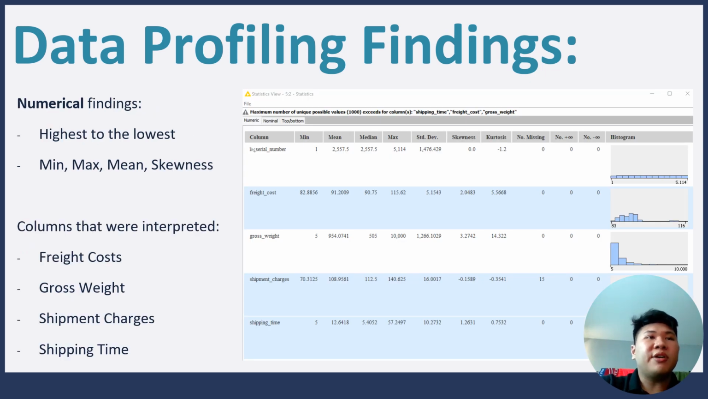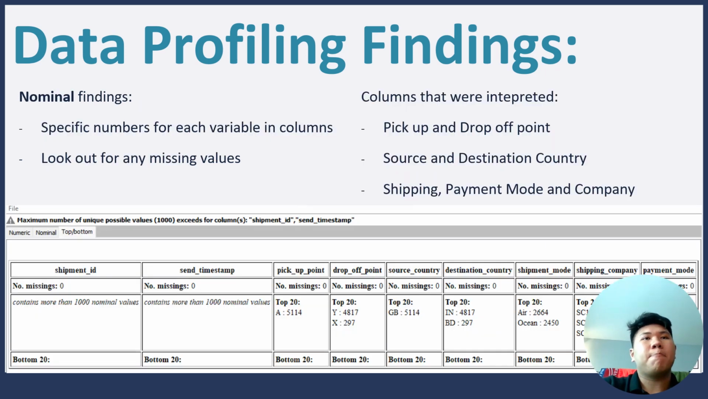Okay, so for our numerical findings, highest to lowest, and min, max, mean, and skewness. And for columns that were interpreted: freight cost, gross weight, shipment charges, and shipping time. For our nominal findings, specific numbers of each variable in columns, looking out for any missing values, and columns that were interpreted: pick up and drop off point, source and destination country, shipment, payment, mode, and company.